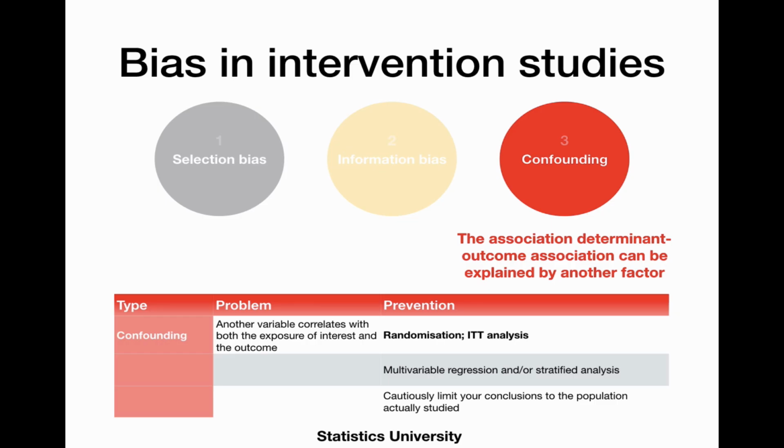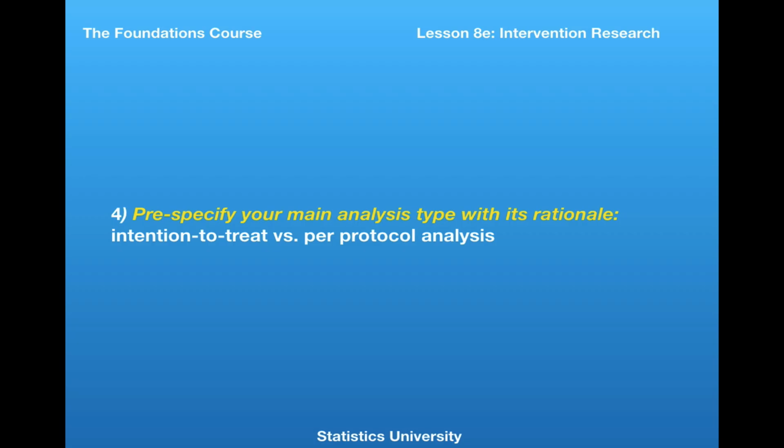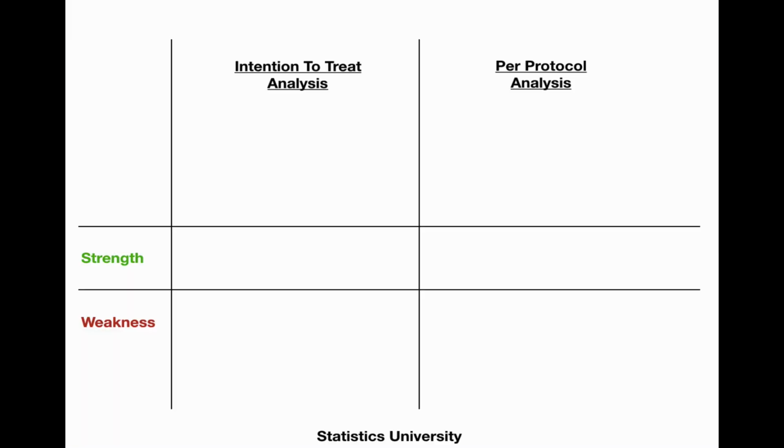But if we randomize, then we also should use an intention to treat analysis. In addition, we can use multivariable regression modeling on the primary endpoint and/or stratified analysis. And of course, we can cautiously limit our conclusions to the population that we actually studied. Now, the fourth principle of the GCR approach is to pre-specify your main analysis type with its rationale: an intention to treat versus the per protocol analysis.